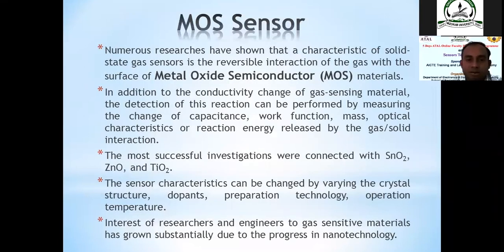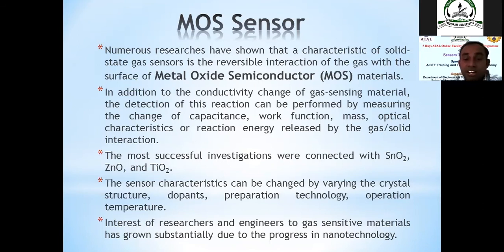But let us first understand why we go to the MOS sensor and why we are talking about this type of structure. Why not others? Before that, let us first try to understand the mechanism here. This is based on a solid state device. The characteristics of this type of solid state device were studied by numerous researchers, and it is seen that this type of sensor is reversible in nature. In the presence of gas, their characteristic will change, and if we remove those gases, the characteristic will be reversed to the earlier stage.